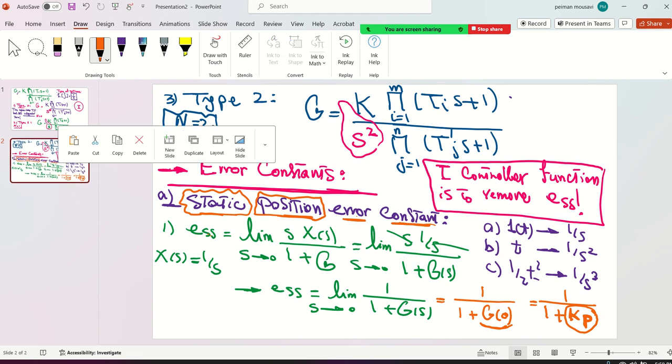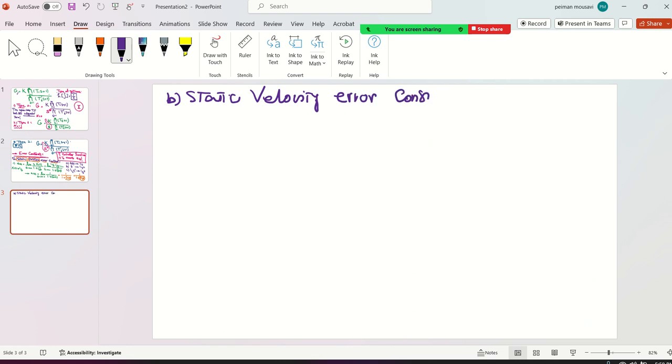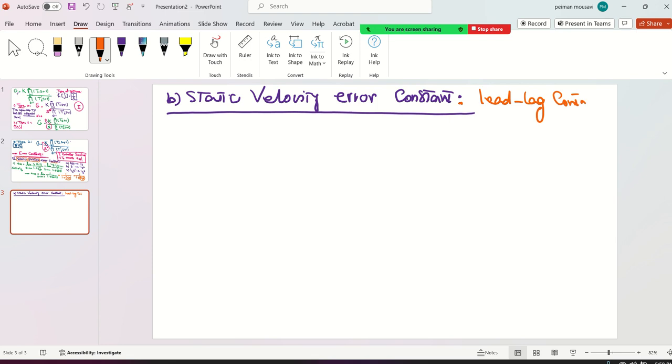Second, I'm going to come back to this. Second, B: static velocity error constant. We're going to use this when I teach you the lead lag controller at the end of the semester. When I teach you lead lag controller, I'm going to use this.